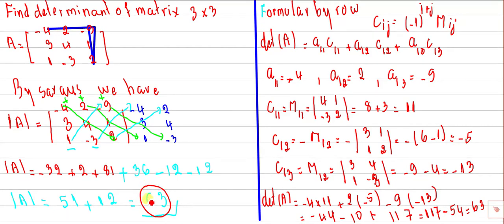Now we can compare this solution, or this answer is 63, and this answer is also 63. This one I found using the determinant by row. Now I can find this determinant by column. I can choose another column.